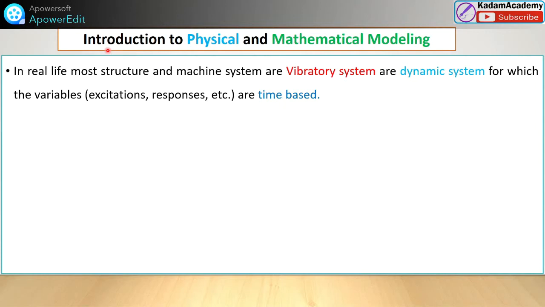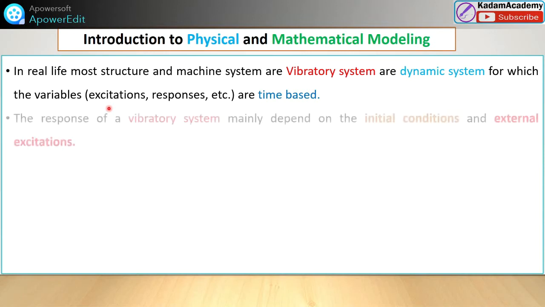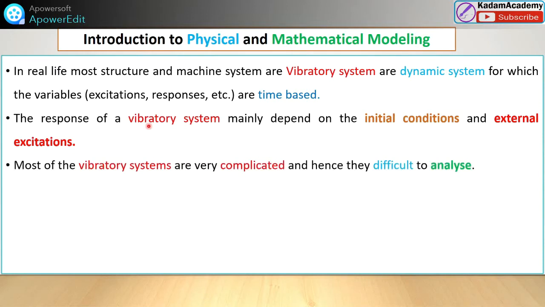For such a vibrating physical system, the dynamic system has variables, that is the excitation and responses, which are time based. These time-based responses and excitations are there in each vibratory system. So the response of a vibratory system mainly depends on what? Their initial conditions and the external excitations. So these vibratory systems are very complicated and hence difficult to analyze, and the problem solving of such vibratory systems needs to be done very properly.